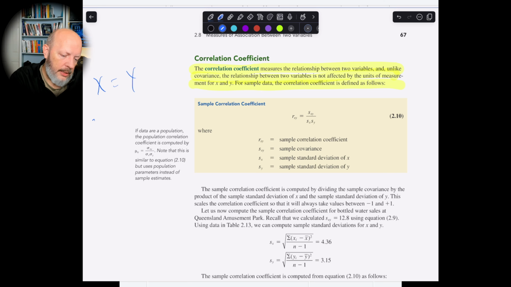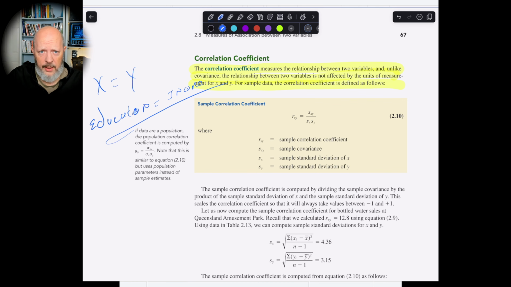So let's do education level and the good old-fashioned income. We know that both things are related. I can Google it right now, find 10 charts and papers that say, hey, the more education you have, the more income you have over your life. Those things are positively correlated.